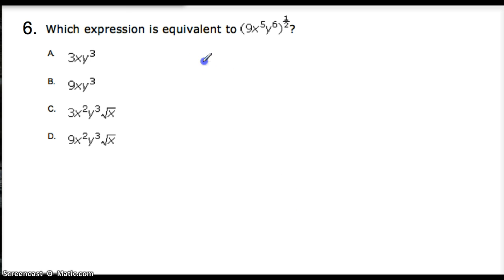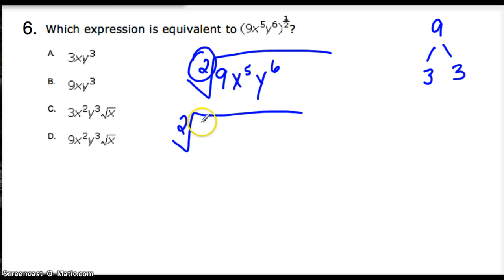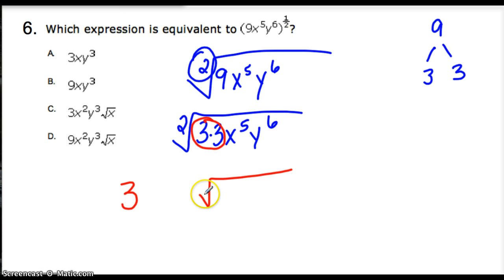Okay, now I am going to change this to a radical form. So I'd have 9x to the 5th, y to the 6th, because the denominator becomes the index. Since the index is a 2, now I have to find groups of 2. I'm going to break 9 down to 3 and 3. So under the radical here, I would not have to write that index of a 2. I'm just doing it to remind you that you're taking groups of 2. It's not really needed. Now I'm going to go ahead and group groups of 2. So I have 2 3's. So that's going to come on the outside, and now I'm just going to lose the 2.